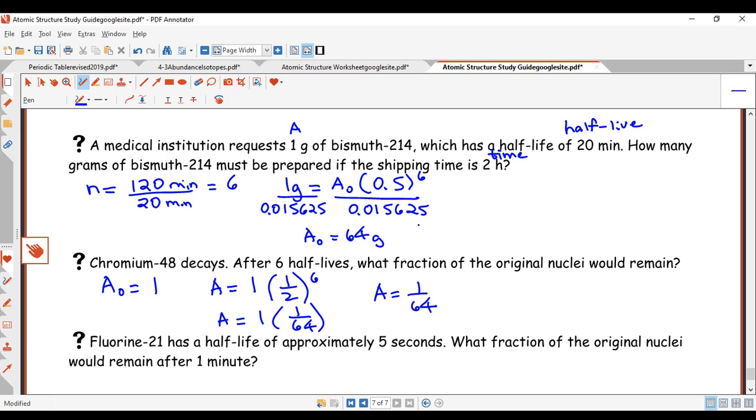Okay, so this hopefully will give you some ideas about some different types of situations that you will run into. And like I said, you can either use the formula I gave you, or you can divide by 2 each time. But if you run into a situation where you do not have a whole number of half-lives, you really will have to use the formula.